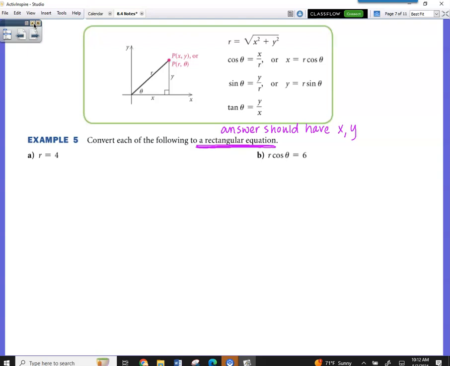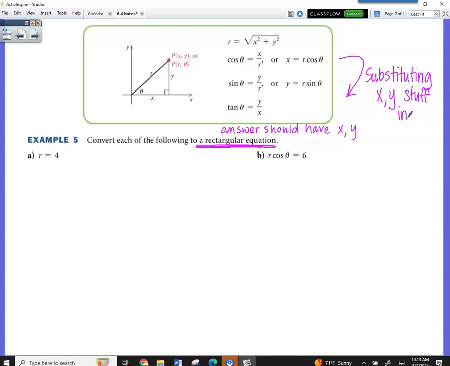Like in A, we only have r, but in B, we have r cosine theta. Those are totally different approaches. So it's going to come down to, it's a puzzle, and you're using your formula sheet, I'm just pointing in general down here. You're substituting. I'm going to write x, y stuff in, and to clean it up, okay?